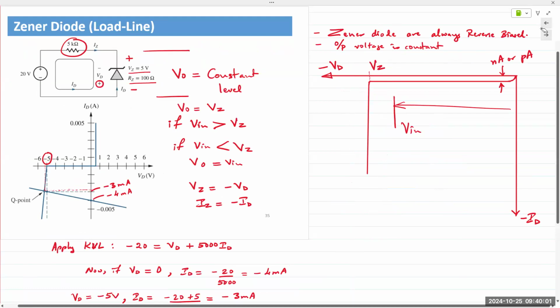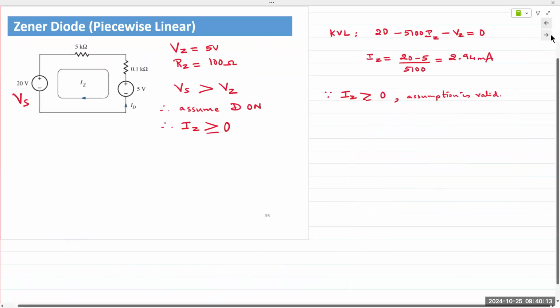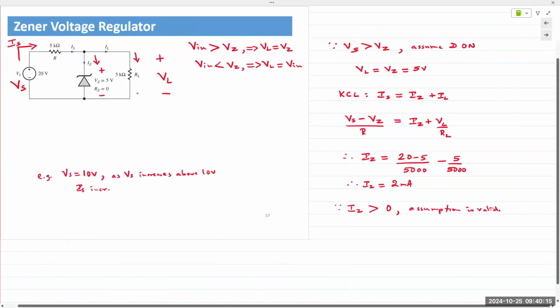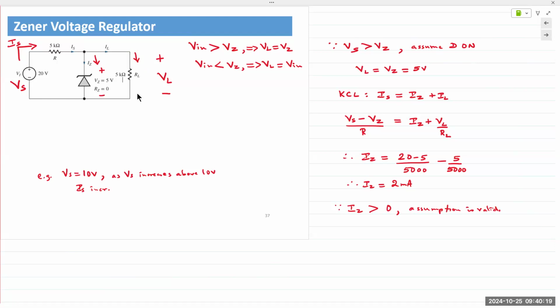The current increases, the Zener will permit the extra current to pass through, but it will hold the voltage across its terminals at a constant value of Vz. And so IL does not get affected. IL remains constant, and thus VL also remains constant. Does that make sense?